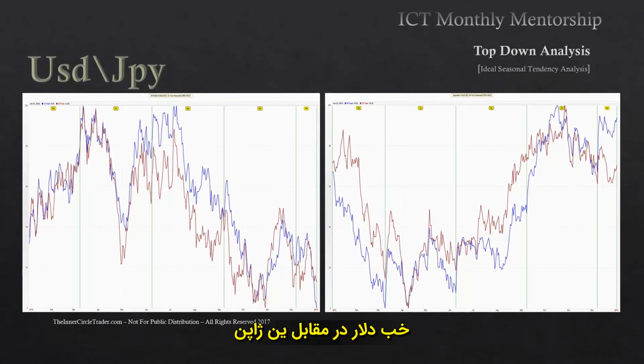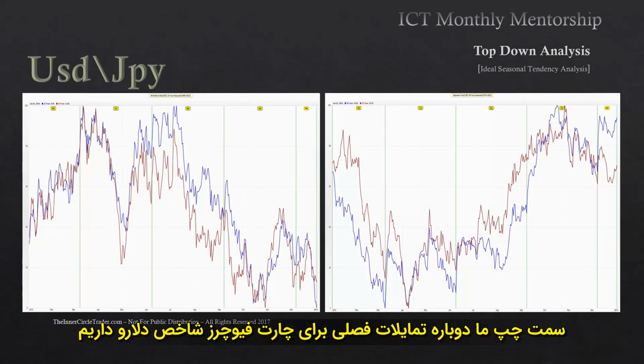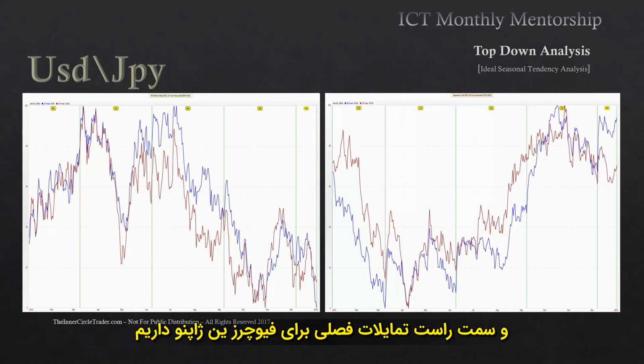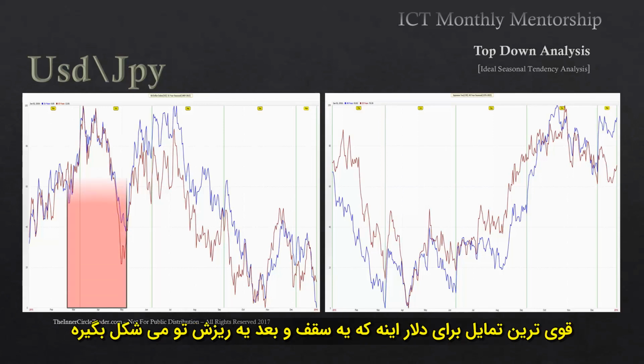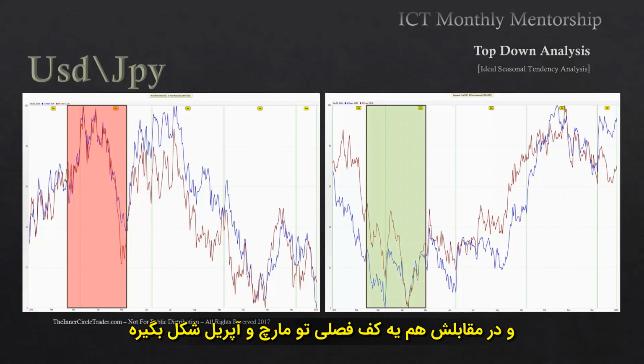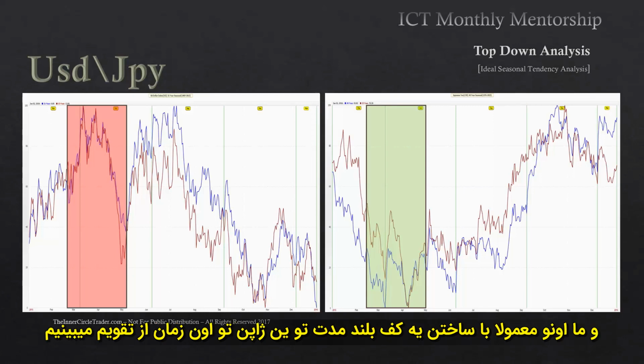Okay, the dollar versus Japanese yen. On the left-hand side, we have, again, the seasonal tendency for the futures price for the dollar index. And then on the right, we have the seasonal tendency chart for the futures price of the Japanese yen. Strongest tendency on the dollar is to see a high form and a sell-off into May. And the opposite is seen with a seasonal low forming in March and April. And we see that that generally makes the long-term low for the Japanese yen at that time across the calendar year.